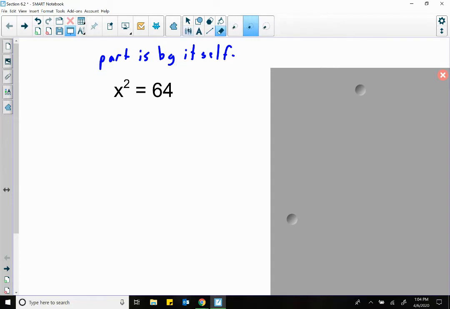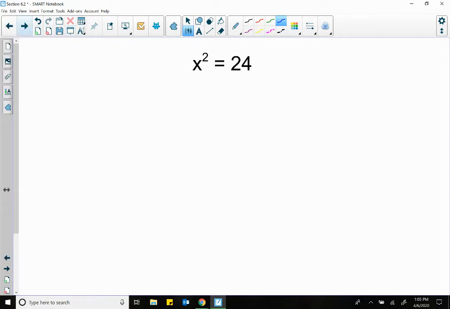Let's change that 2 to the square. So if you look, this squared piece is definitely by itself. It's ready to take a square root of both sides. Okay? And that's what 6.2 is all about. It's about using square roots. If we look at this guy, is that squared piece by itself? Absolutely. So this thing is ready to take a square root of both sides.